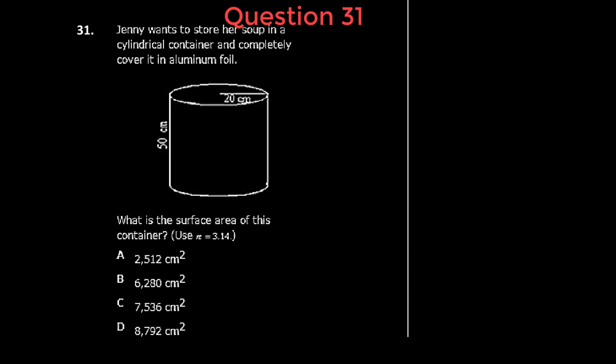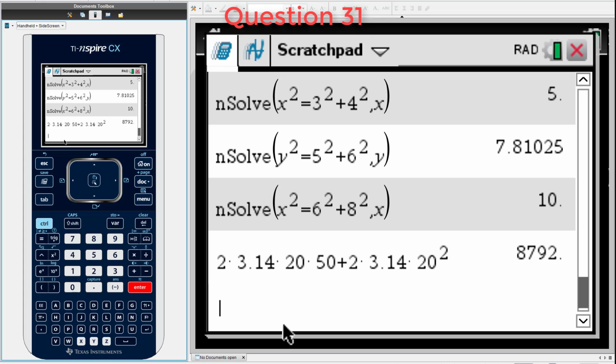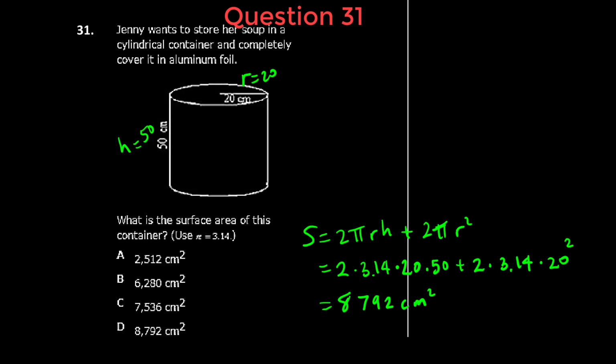Question number 31 asks us about the surface area of a cylinder. The total surface area of a cylinder S can be found by applying the formula 2 pi rh plus 2 pi r squared. The radius in this problem is 20 and the height is given as 50. Substituting these numbers, we will get 8,792 for the total surface area. So the correct answer is D.